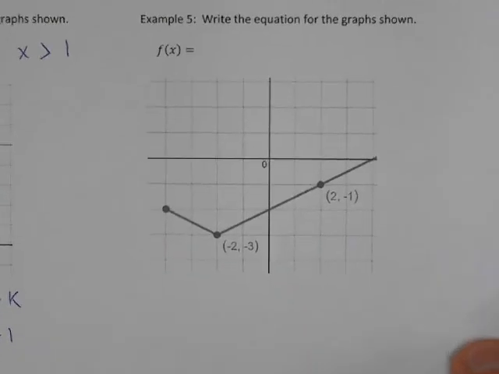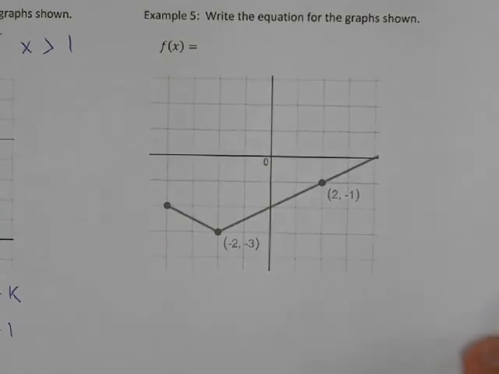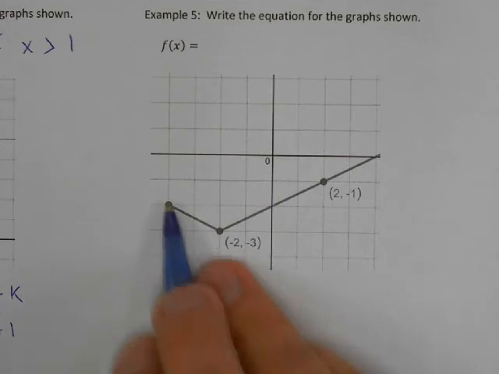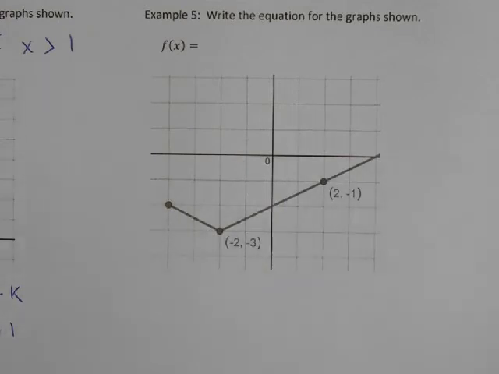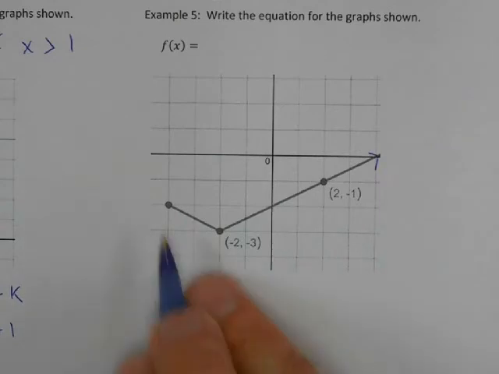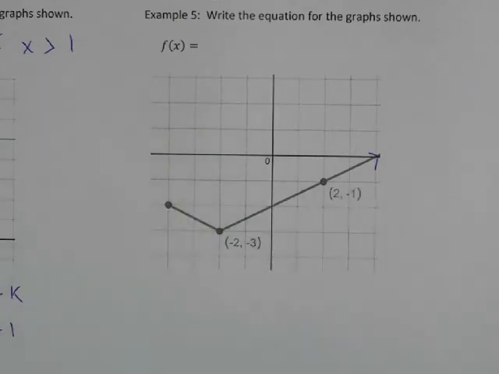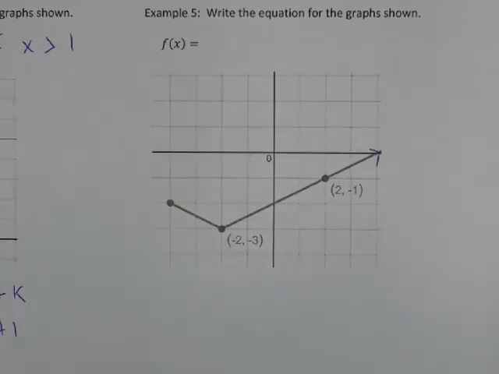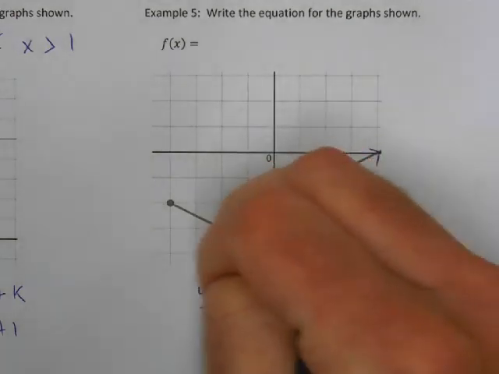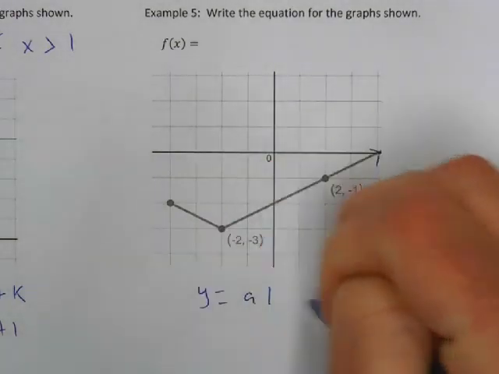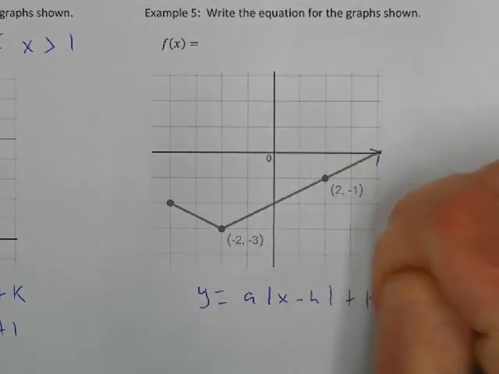Okay, moving on to the last one. Now we want to find the equation of this absolute value function. Okay, and again, this is going forever in that direction. If there's no point like that one, it goes on forever. All right, so then what's our equation going to look like? Well, it's going to be y equals some a value times the absolute value of something with x in it, and plus or minus some other number.